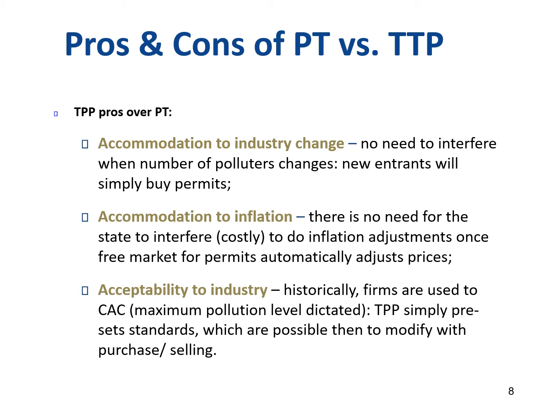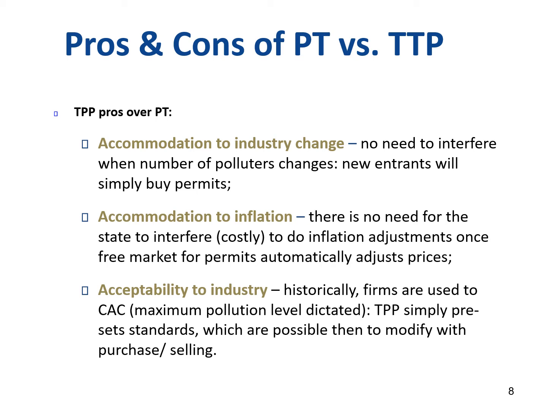There's also the accommodation to inflation. So with taxes, you have to adjust for inflation, and that can be costly and take time and resources from a labor standpoint and financial standpoint. But with TPP, there's no need for the state to interfere or to do inflation adjustments because the free market for those permits will automatically adjust prices, because companies' business bottom line and balance sheets are all tied in with selling and buying of the pollution permits. So of course they want to get a better deal and not cost their shareholders or their company's revenue.